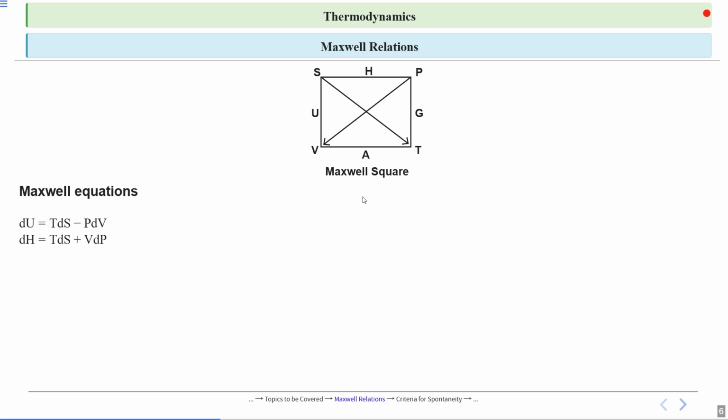Moving on to the signs, which is the last part. Since V and T both are aligned with the head, both will get a positive sign. So we got the final equation as dH equals TdS plus VdP.